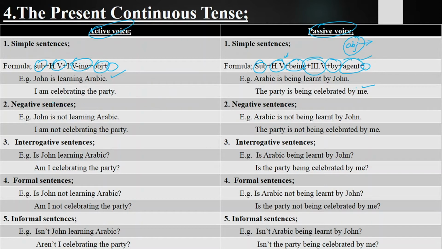Yes. Now in negative sentences, we deny the statement, reject the statement, or refuse the statement. Clear? When you deny a statement, reject a statement, or refuse a statement, that is known as a negative sentence. Like John is not learning Arabic. Arabic is not being learned by John. I am not celebrating the party. The party is not being celebrated by me.